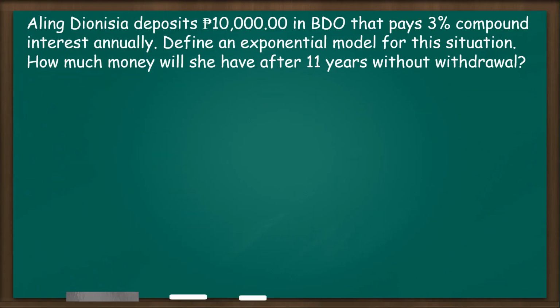Example: Aling Junisha deposits 10,000 pesos in BDO that pays 3% compound interest annually. Define an exponential model for this situation. How much money will she have after 11 years without withdrawal?